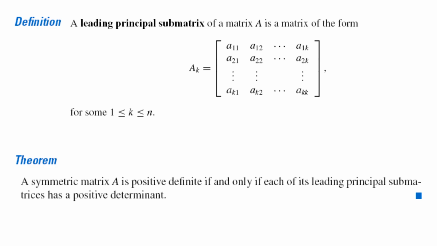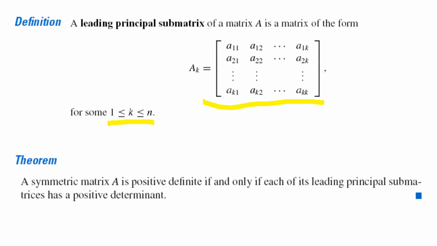Another definition, a leading principal submatrix of a matrix A is a matrix of the form Ak, which is given here, where k lies between 1 and n. A is a matrix of n cross n order. Ak is a submatrix where k lies between 1 and n. Then this Ak is said to be a leading principal submatrix.